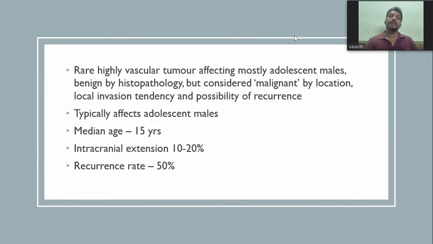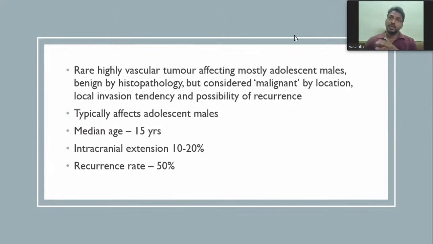It's a JNA. Okay, it's benign by histopathology, but it is malignant by location, because it's not a malignant tumor, but it can spread. It can locally invade into the sinus. It can go into the nasopharynx. It can go into the orbital cavity and even the intracranium also. And most significantly, it can recur. Recurrence is very common. The recurrence rate is 50%.